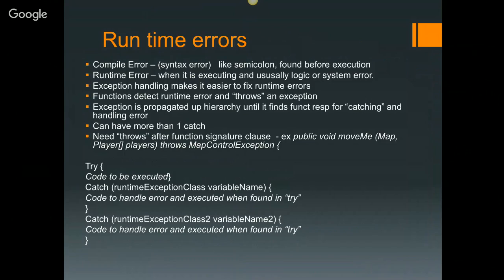And then you go into catch, the runtime exception class variable name, and then there's code in there that would be executed when found in the try statement. Or you could have down even further an exception class 2, like if it wasn't for exception class 1, nothing was wrong with it, then it would check here, and if anything was wrong, it would print out this code if it was found in the try.